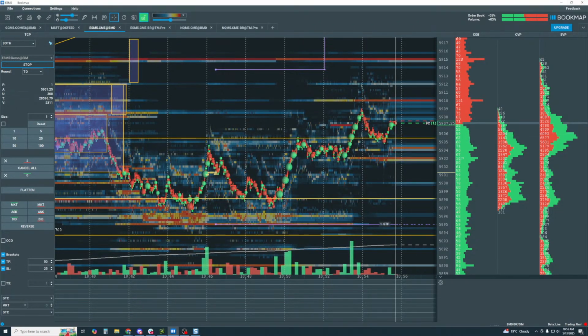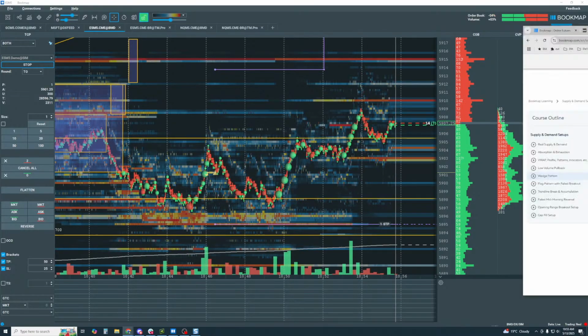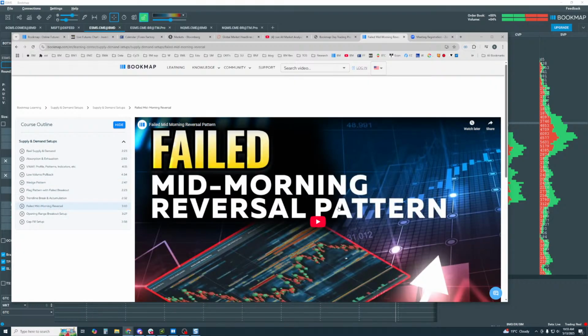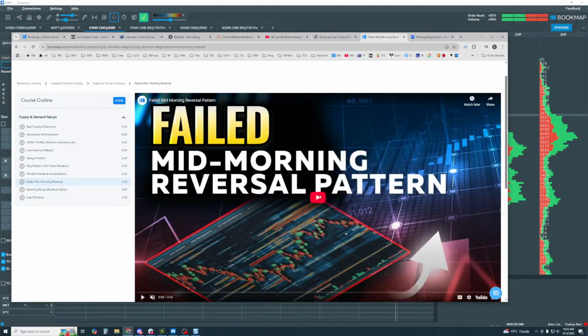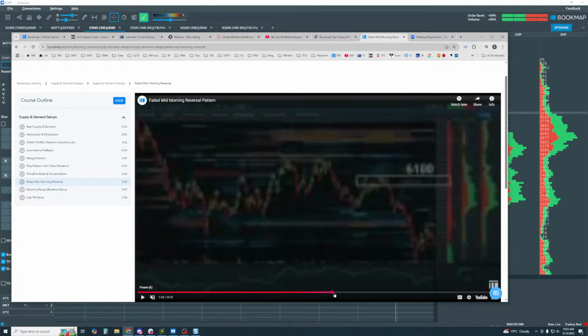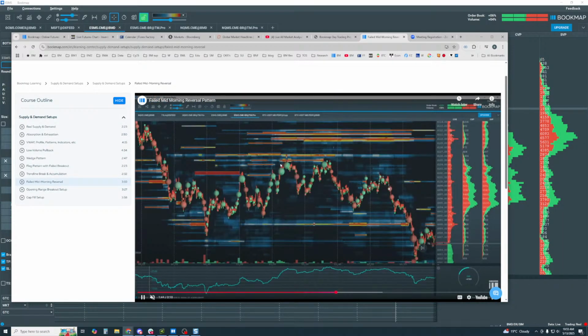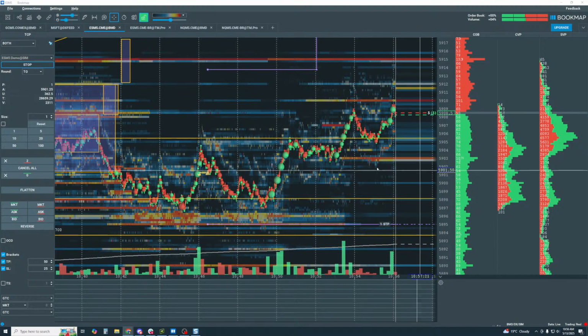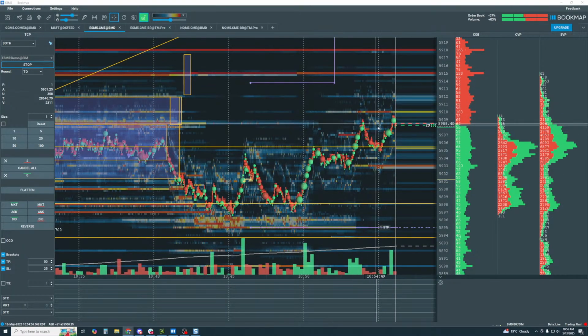That's why we try to go through some of the patterns in the supply and demand course in here, like this mid-morning reversal. We've learned over the years here that this pattern happens a lot. And then you get trend continuation, right? So we're looking for it to happen. Okay, and so far so good. Now we don't know, right?